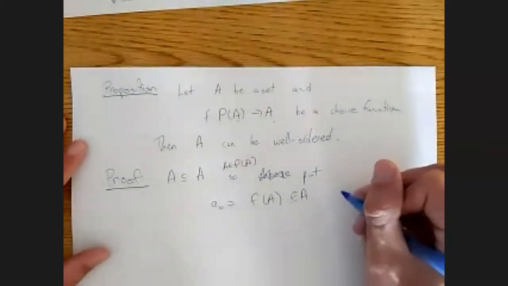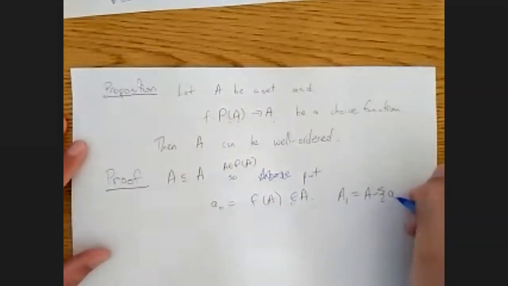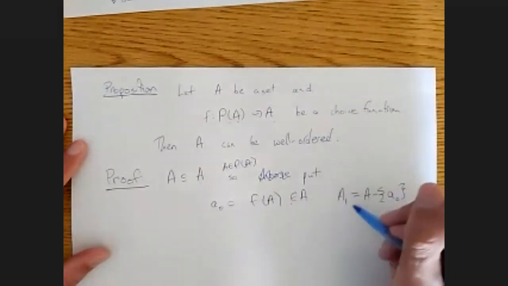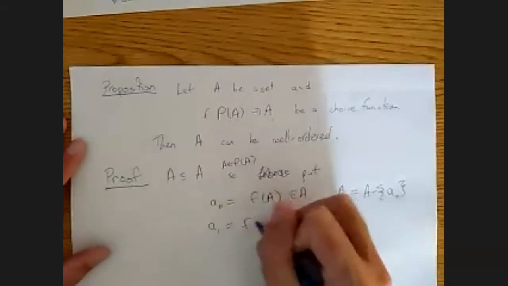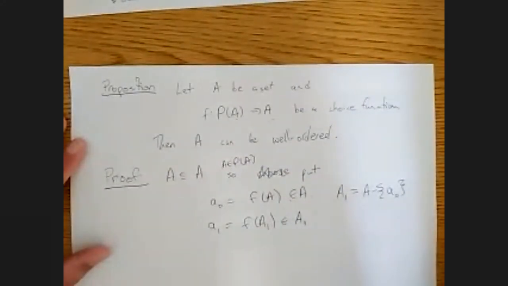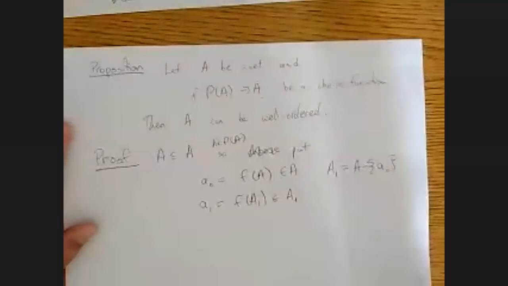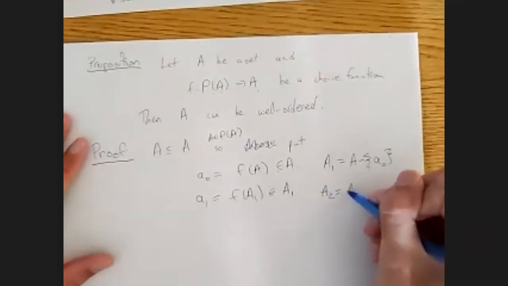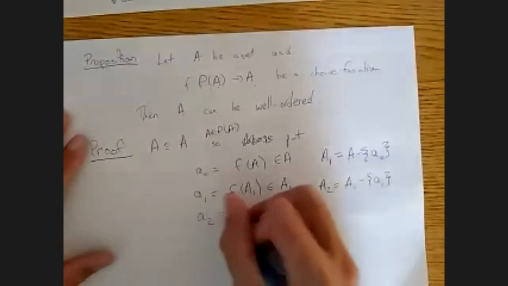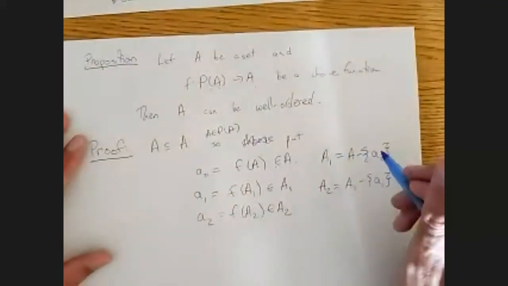And then we'll define A1 to just be A except for the thing we've already chosen. Now, our choice function allows us to choose an element of A1. By the definition of choice function, this is an element of A1. So in particular, a1 is not equal to a0. Then we put A2 to be A1 minus a1. Well, then a2 is just f of A2, which is in A2. Since f of A2 is in A2, a2 is not equal to either a0 or a1.